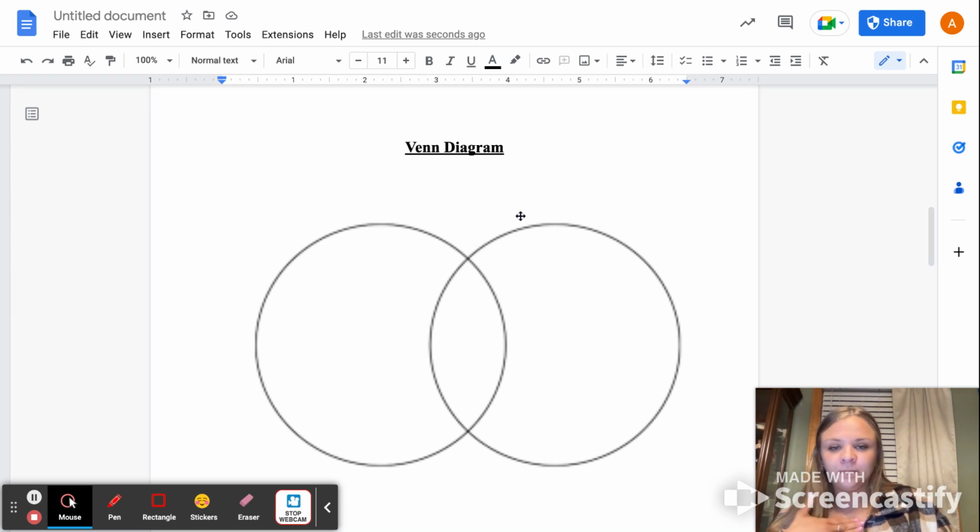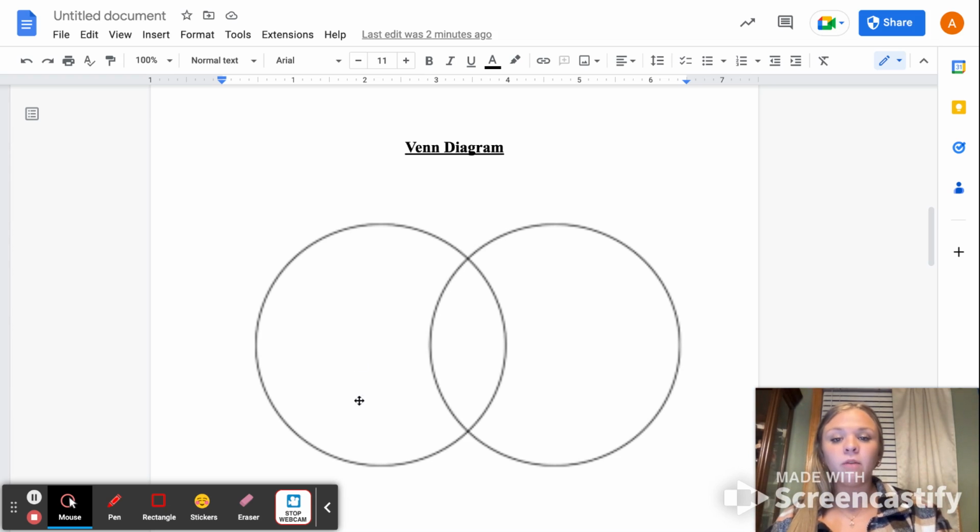So I have two circles, so I have two topics that I will use. I have whales, which will go over here in this circle, and then I have fish that go over here, and then in the middle I will have both. For whales, I would list that they breathe air and they do have hair. For fish, I would put they have scales, they lay eggs, and they breathe water. In the middle, because of what they both can do, I would put they can both swim and they both live in the water.